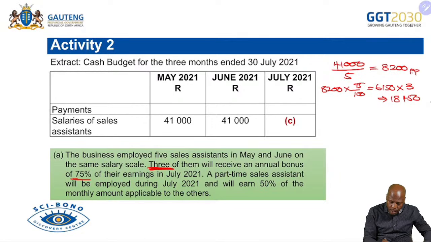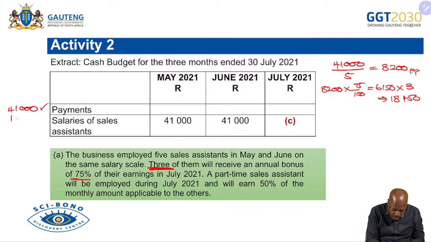18,450. So let me come here now and say, so far they're getting the monthly salary, which is 41,000. I'm putting it here, and they're going to get a bonus which is 18,450. That is the bonus that they're going to get.